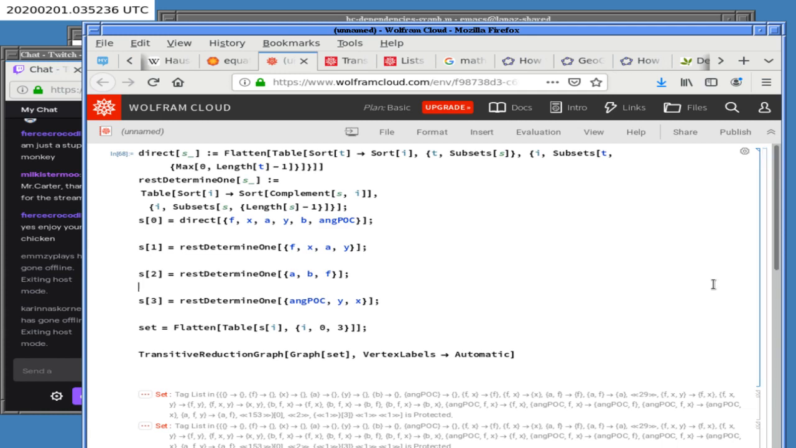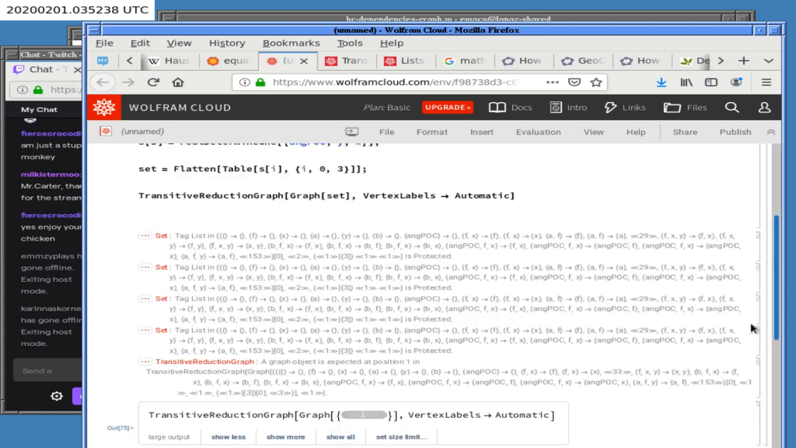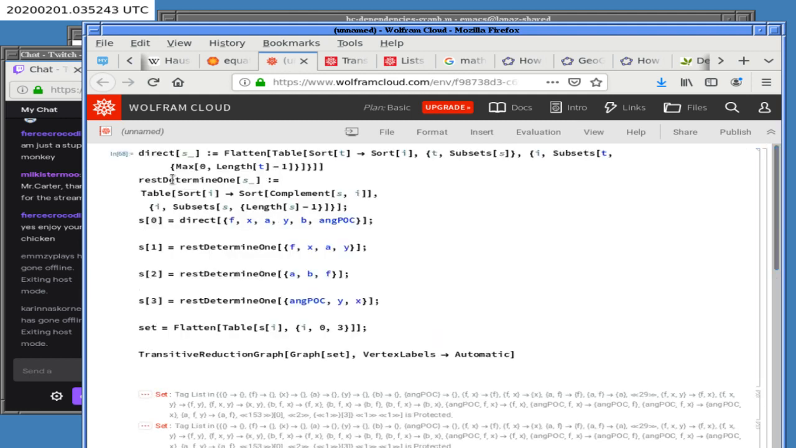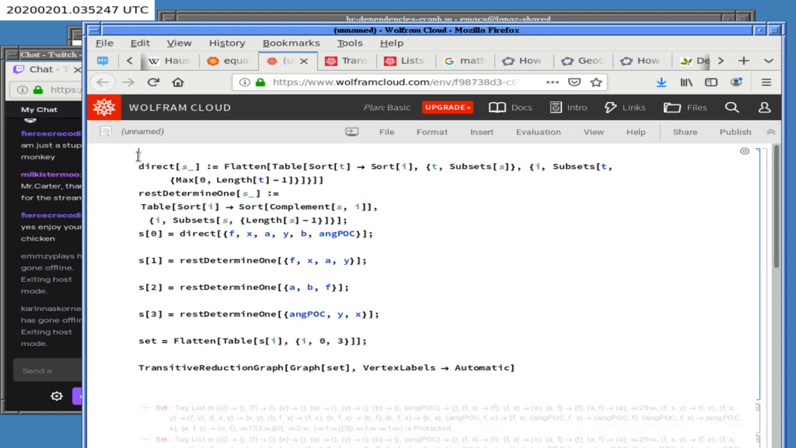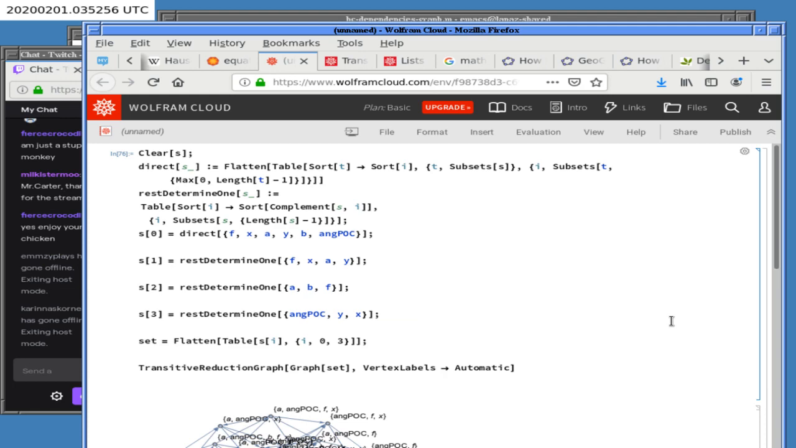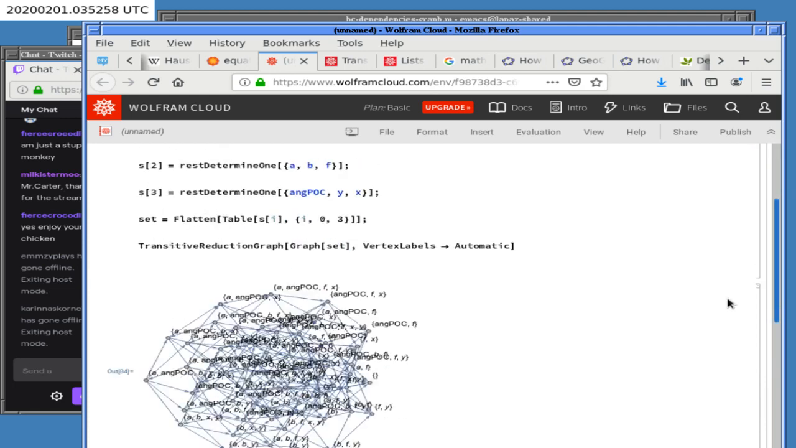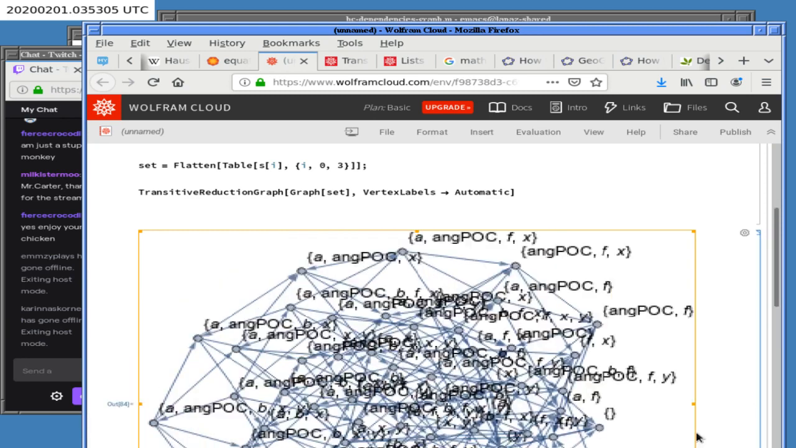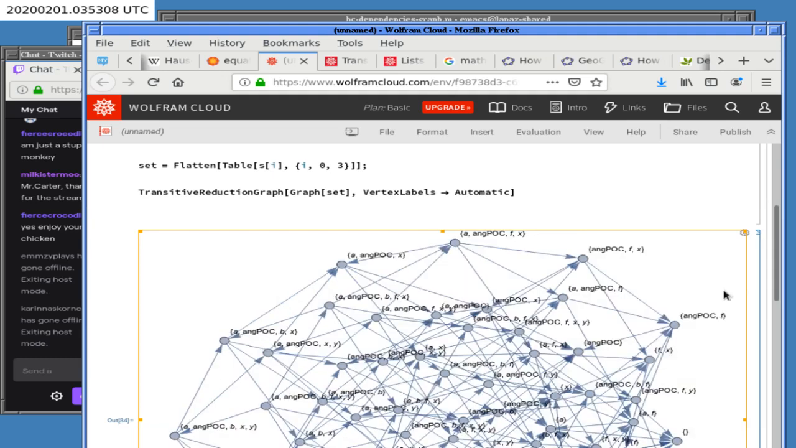And I think this is because it's... a graph object is expected. Okay. I think the problem here is we need to clear S, because even though it said we've reset our computation, we haven't. All right, there we go. Looking good. I mean, to the extent that good is a word here. To the extent this is not super ugly. It is ugly. I mean, let's be honest here.